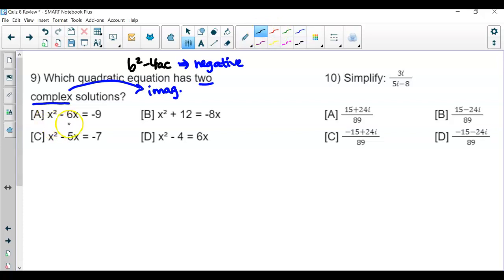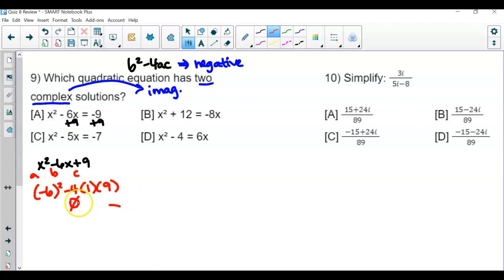So what I first need to do here for A is I need to add 9 to both sides. So that's really x squared minus 6x plus 9. Now I can identify my A, B, and C. So b squared, negative 6 squared minus 4 times 1 times 9. Now when I simplify that, you get 0, but we need negative, so the answer is not A.